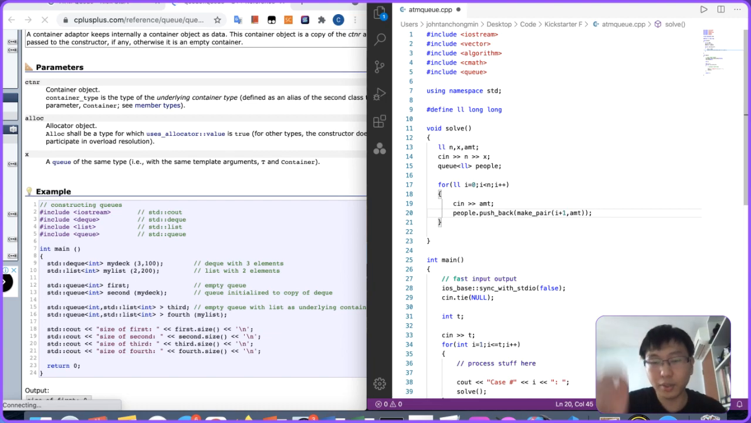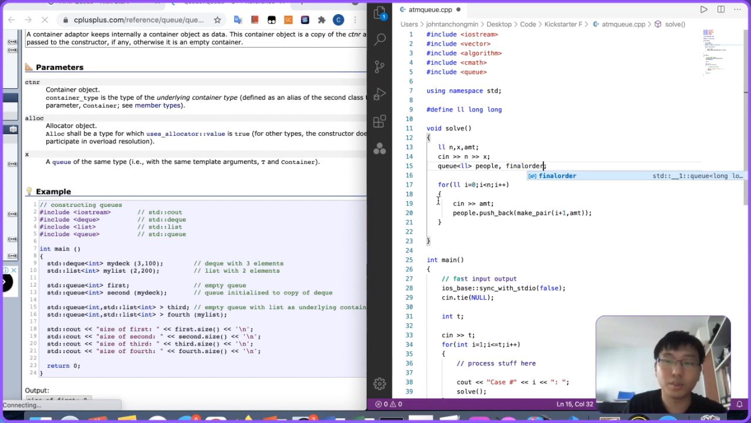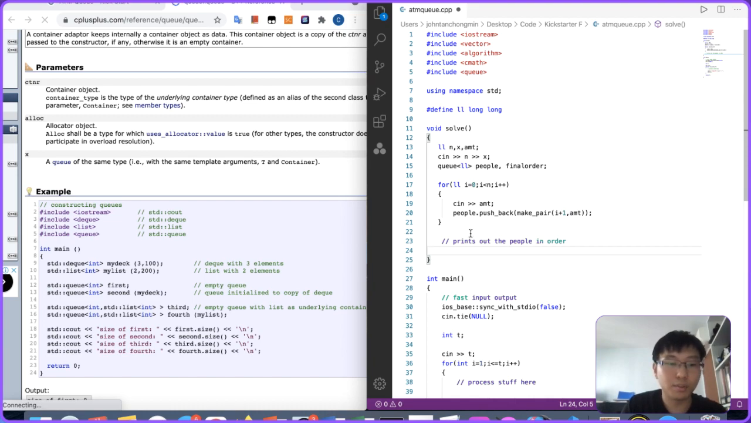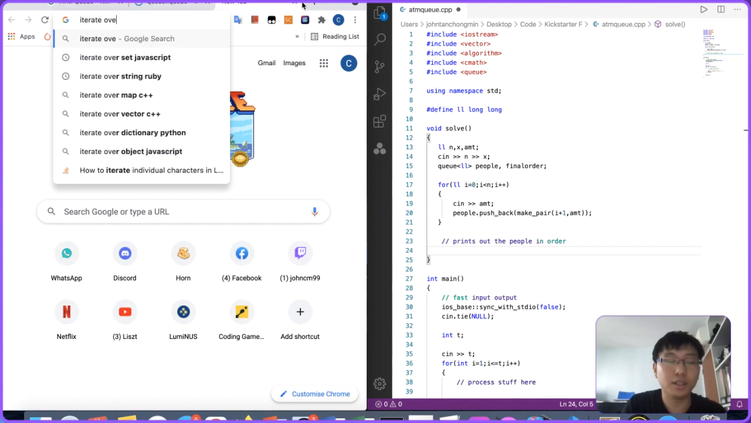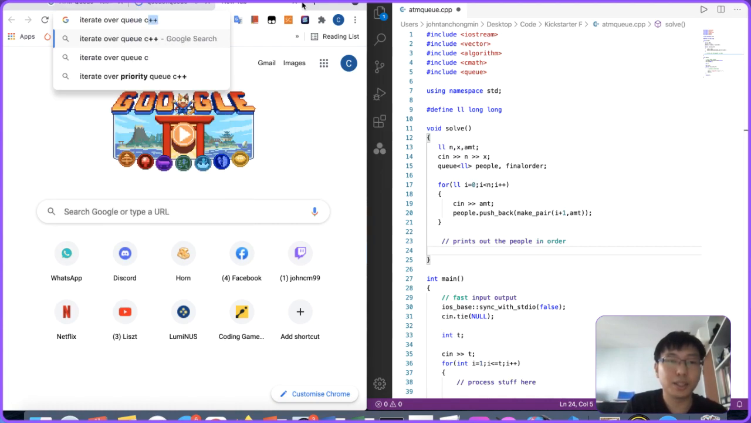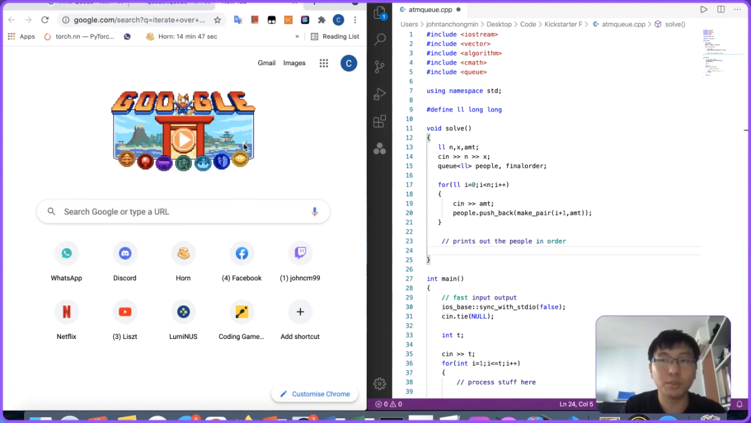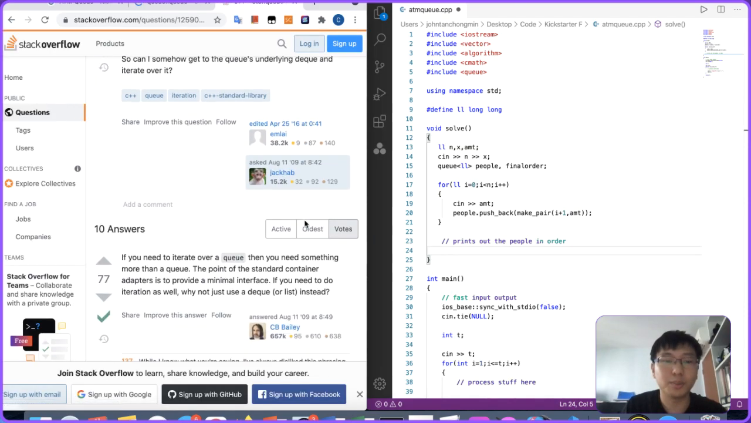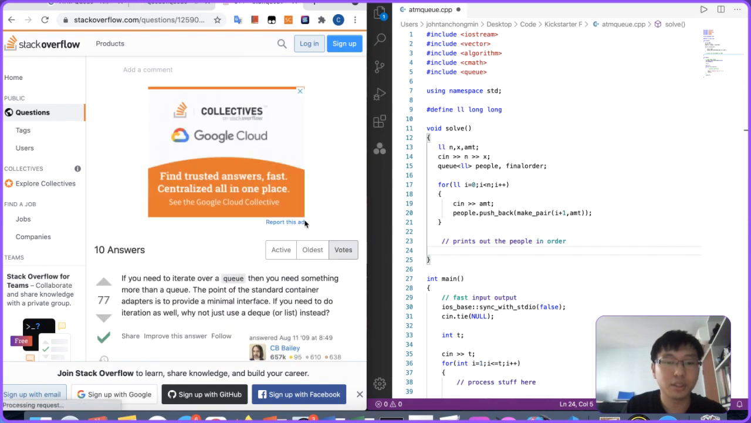Yeah, so only when the amount is less than zero, then we pop it. So we have another thing called final order. It prints out the people in order. So let's see, iterate over the queue in C++. Yeah, so let's just do the output processing first. This problem is good. It makes me practice the queue data structure.